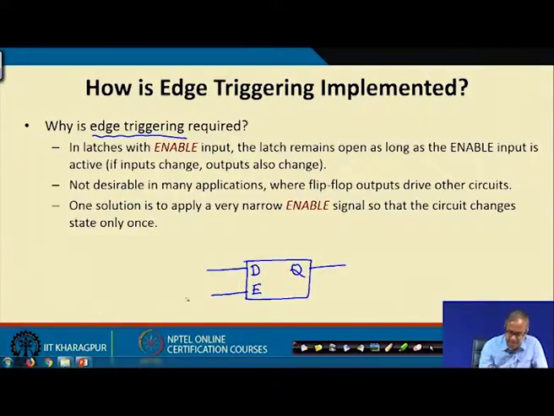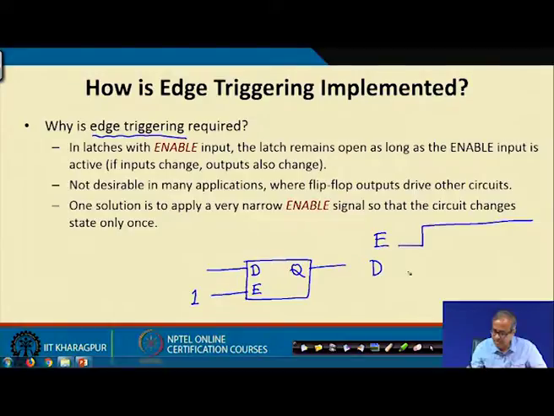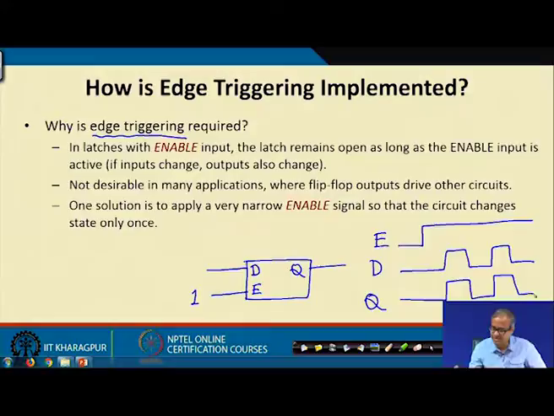Suppose I have set enable to 1 and I keep it 1 for a long time. What will happen is that this latch will remain open for the entire duration this enable is 1. For example, if I make enable 1 and leave it like this, and D, suppose I change, I make it 1 0 1 0 in the meantime, this Q will also go on changing as long as this enable is active.